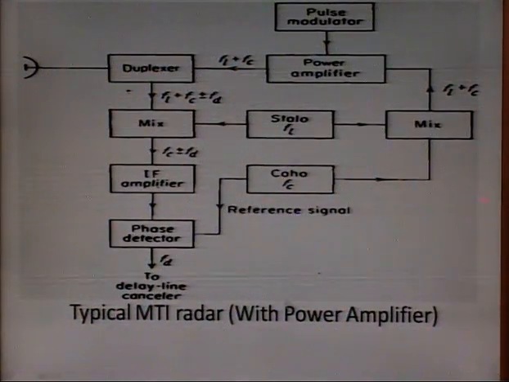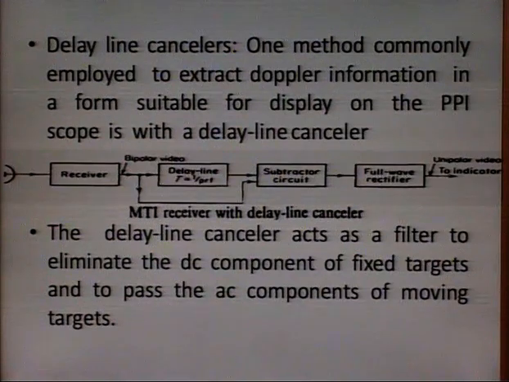Typical MTI radar with power amplifier. Here we have pulse modulator, power amplifier, duplexer, mixer, stable local oscillator also called STALO. Here is another mixer. This is coherent oscillator, IF amplifier and phase detector. Output of this phase detector is given to the delay line canceller. Here is the delay line canceller. What does it do? It subtracts two adjacent pulses. The response of two adjacent pulses is subtracted from each other.